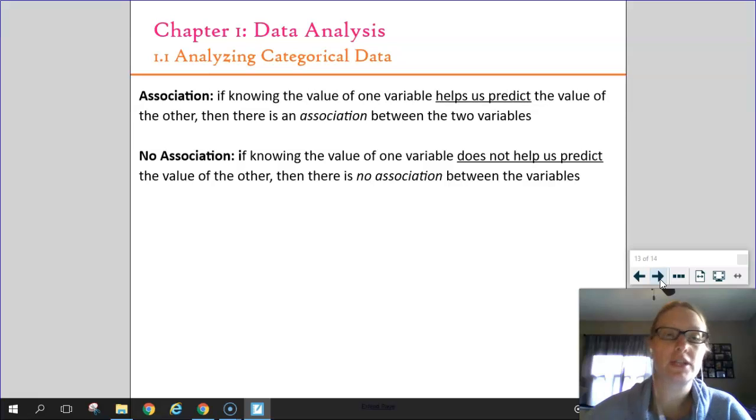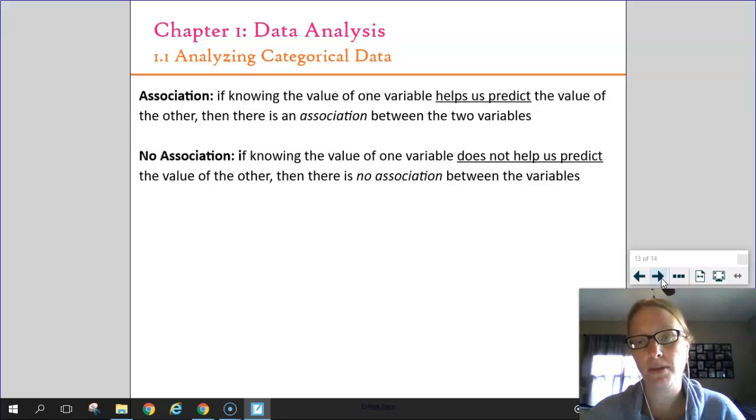Finally, why would we use these graphs? We would use these to be able to tell if there is an association between two variables. An association would mean that knowing the value of one variable helps us predict the value of the other. Then we would say there's an association between the two. Alternatively, if knowing the value of one variable does not help us predict the value of the other, then we would say there's no association between the variables.